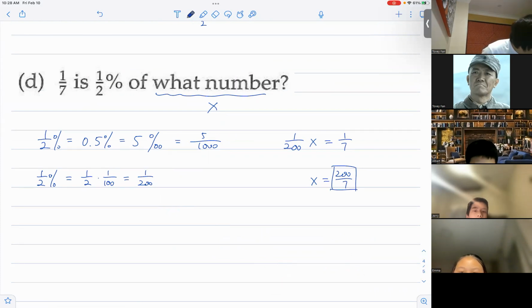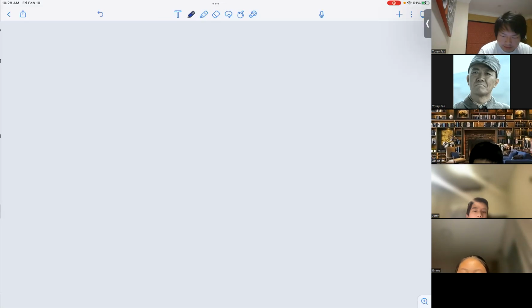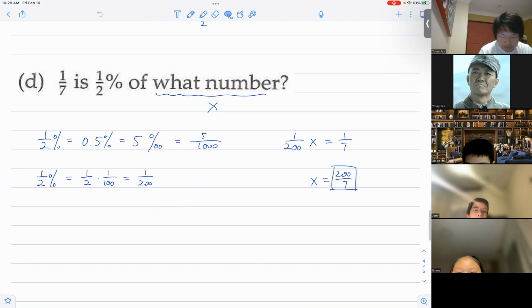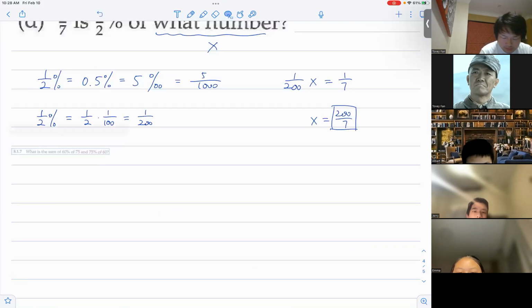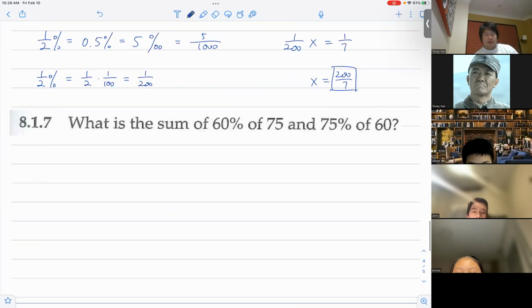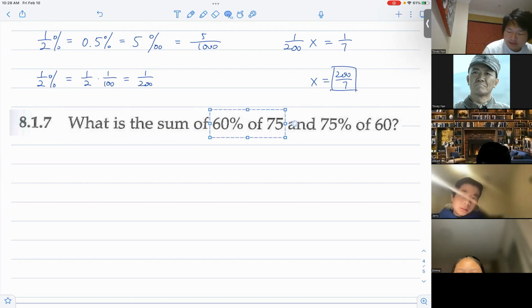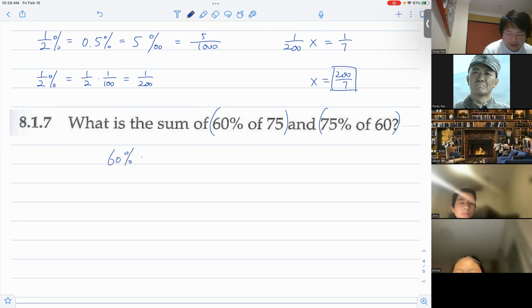All right, so that's all the calculation problems, and then we have 8.1.7, and this is for Jerry as well. So Jerry, I think here maybe you just haven't understood the problem. Okay, so it asks, what is the sum? Sum means addition, right? What is the sum of what? Of this and this. So you consider it as 2 parts like this, and a percent of a number, you multiply them and you add them up, right? So basically we just do 60% times 75 plus 75% times 60. Okay, Jerry, make sense?